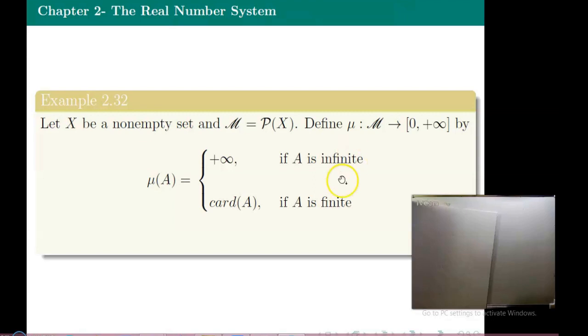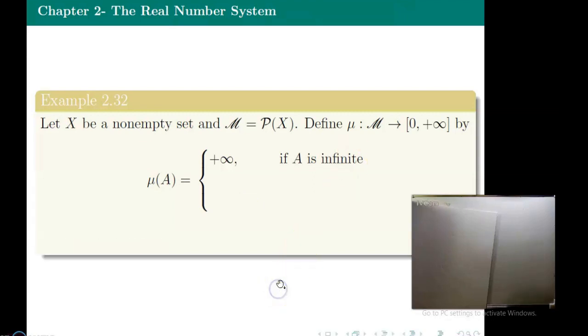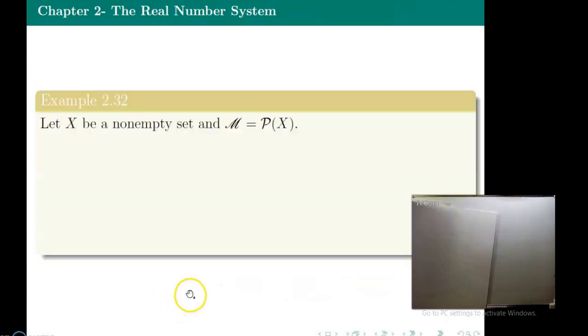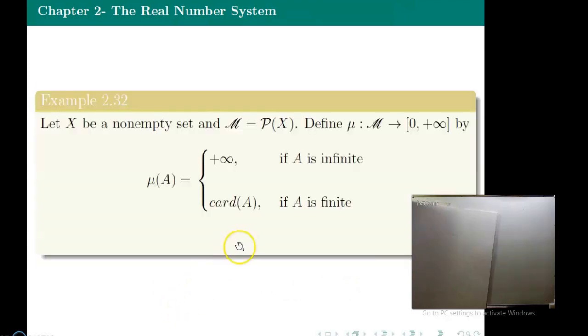So to show that, we will try to show the two conditions here. It should be that the measure of the empty set is 0 and countably additive. So based on the given definition here, of course, mu of the empty set is the cardinality of the empty set, which is 0. So the first condition is satisfied.